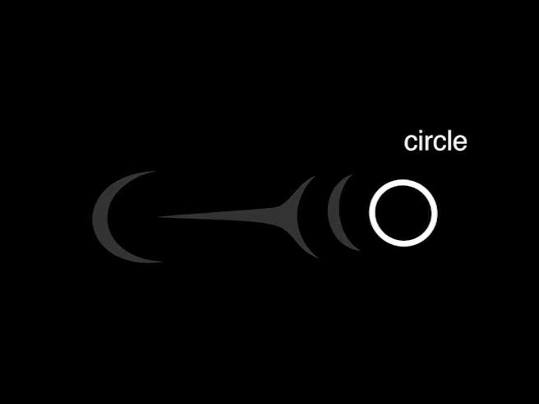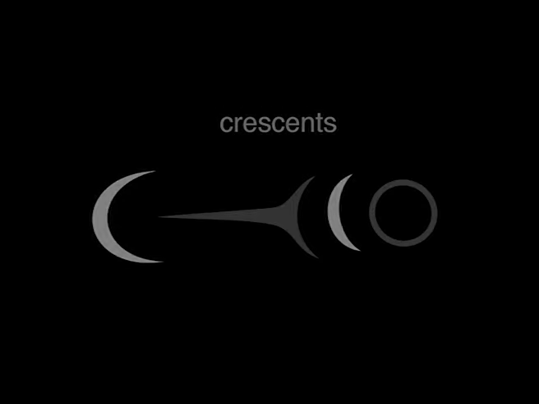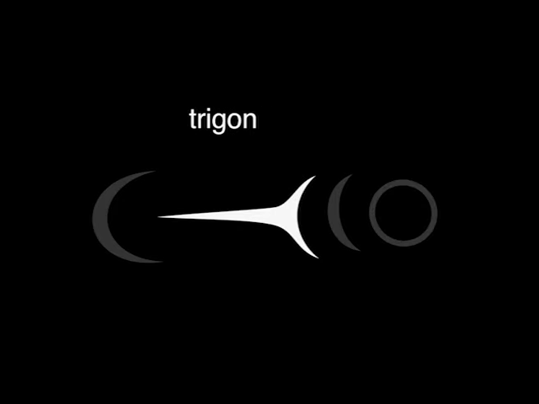The basic design elements of Coast Salish art include circle, crescent, trigon, and extended crescent.